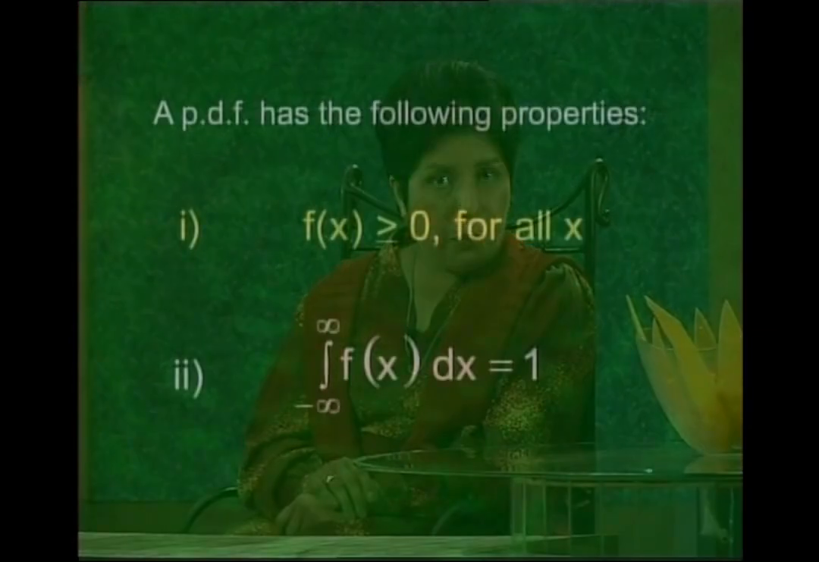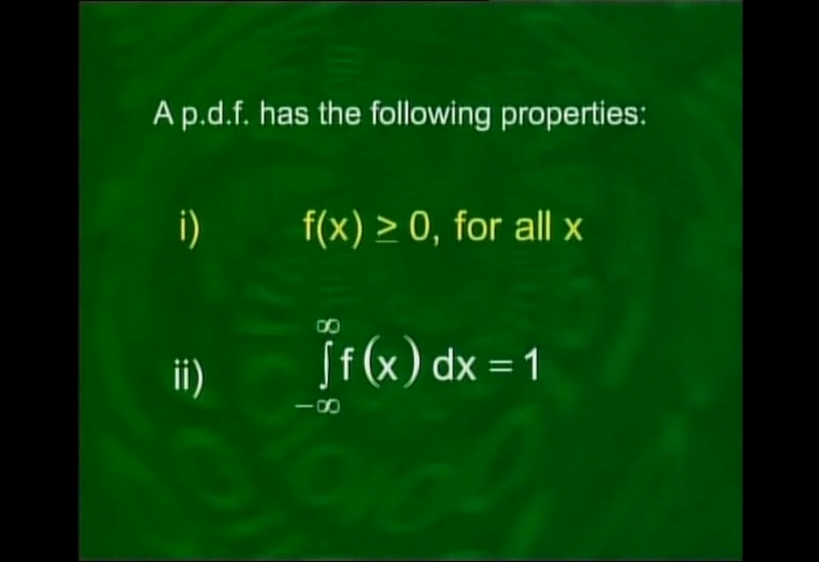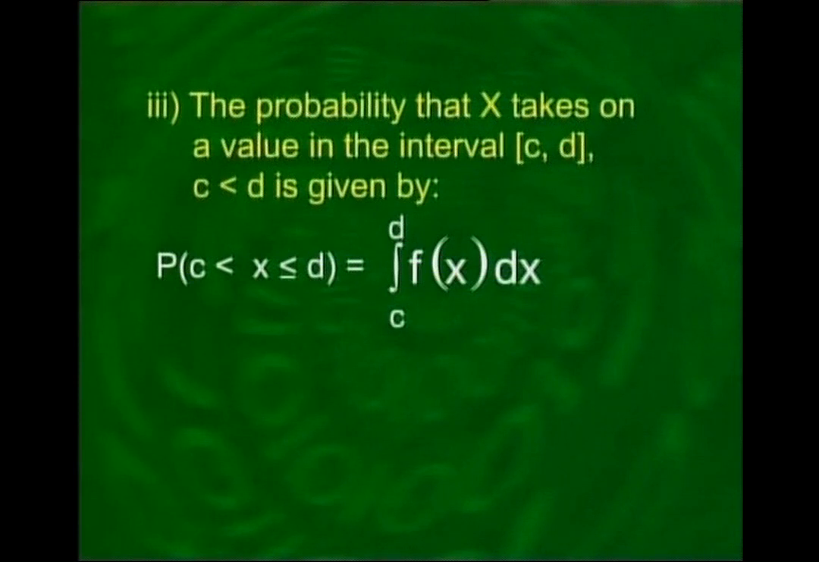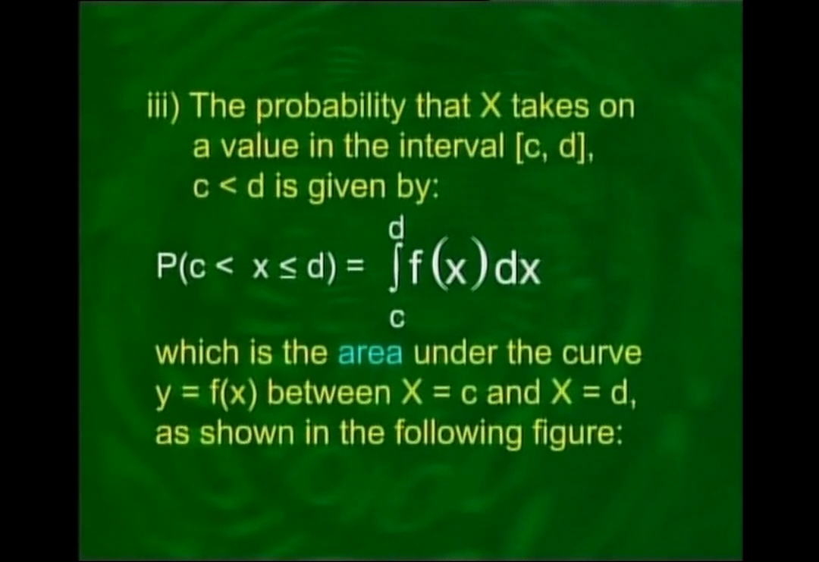Ye jo baatein maine abhi aapse kahi inki buniyad pe we can say that a continuous probability distribution has the following two very important properties. Number 1, f of x is greater than or equal to 0 for all values of x. And number 2, the integral from minus infinity to infinity of f of x with respect to x is equal to 1. Also, the probability that x takes on a value in the interval cd, where c is less than d, is given by the integral from c to d of f of x with respect to x.